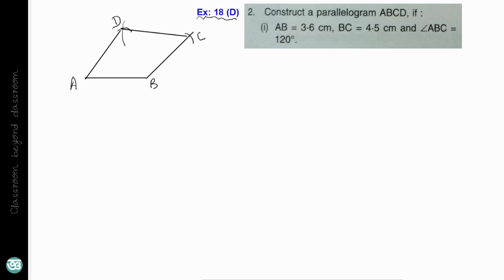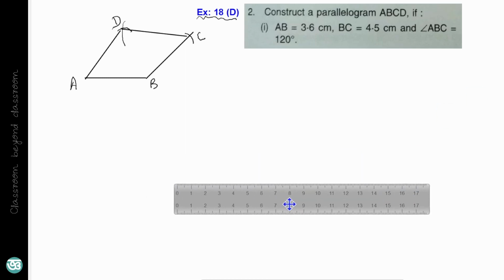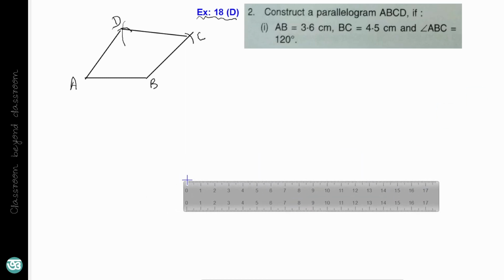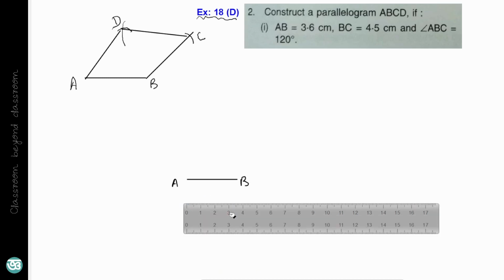Now we will construct the actual diagram with the help of compass and ruler. So let us take a ruler and draw a line 3.6 centimeter. This is the line 3.6 centimeter long, AB. Now we'll construct an angle of 120 degrees at point B. So we'll take some convenient radius and take B as the center and draw some arc. Let us draw this arc.